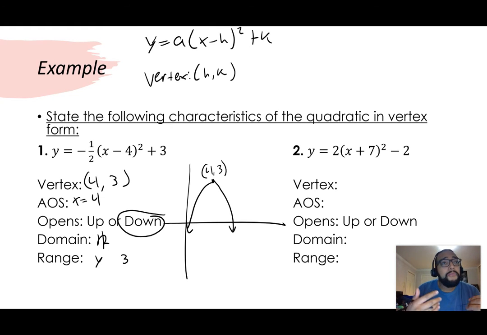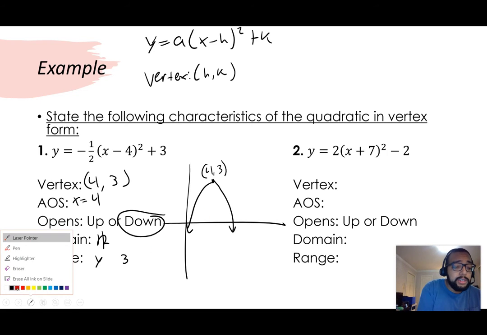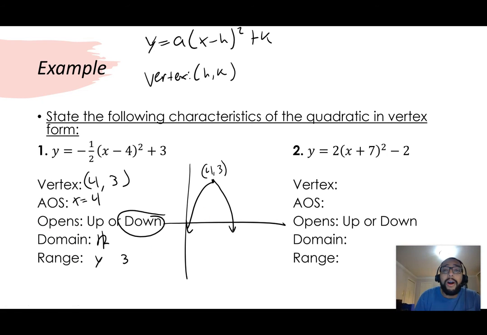Now the question is, how far below do I go? Do I go only down to -2? Only down to -7? How far do I go? Well, let me get my laser pointer. Our arrows here at the end say they go on to infinity. So that means here my range is going to end up being y is less than or equal to 3.